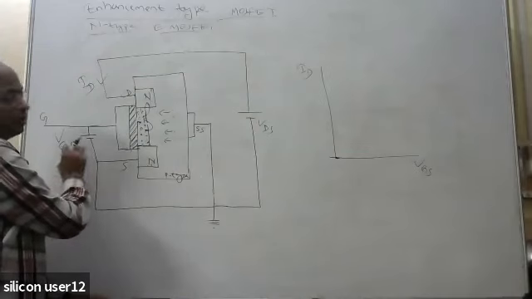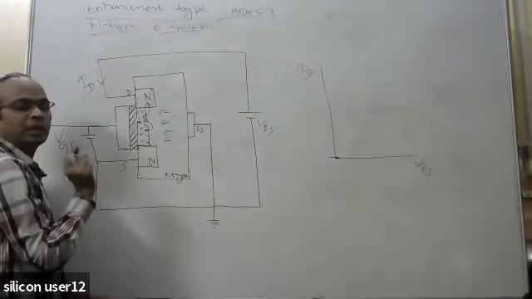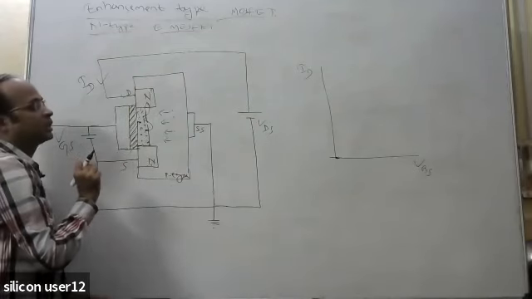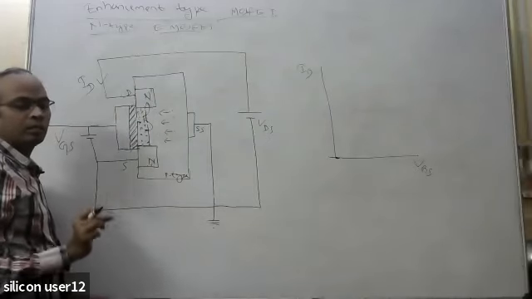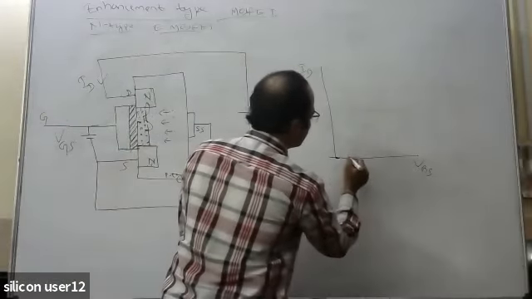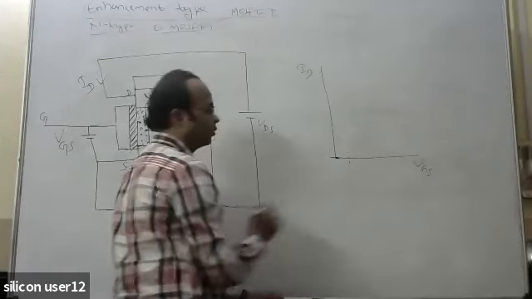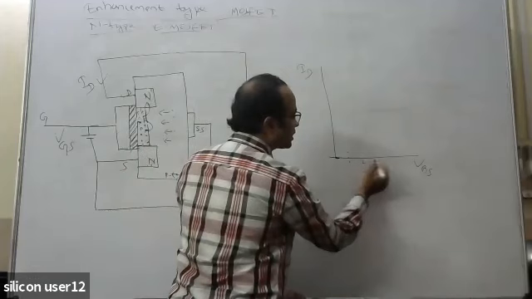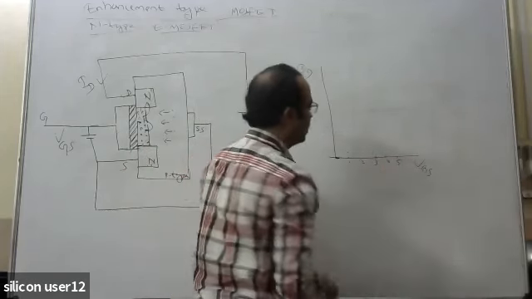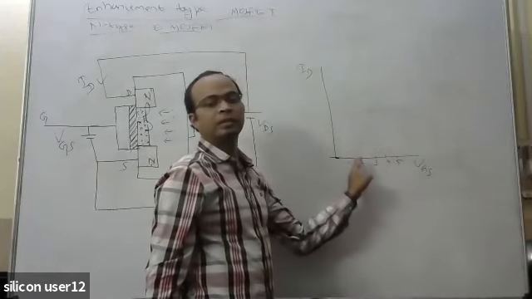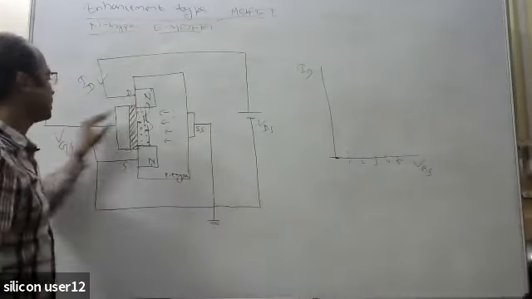Now let us say VGS is 1 volt. At 1 volt, the channel is created but with a very small thickness. That means at that time the drain current will increase, but only to a small value. So at 1 volt, ID is a very small value. Again, when I increase this VGS value, the drain current will increase exponentially, because initially no channel was created.